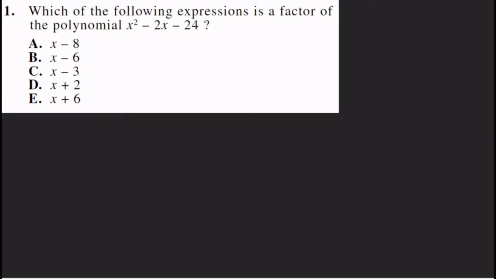And it says, which of the following expressions is a factor of the polynomial x squared minus 2x minus 24? Well, we could do some factor multiplication here, but the best thing would just be to factor the quadratic very quickly ourselves. X squared minus 2x minus 24. Again, I need two factors of negative 24 that add to negative 2.